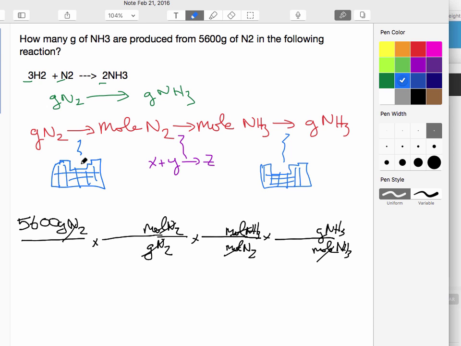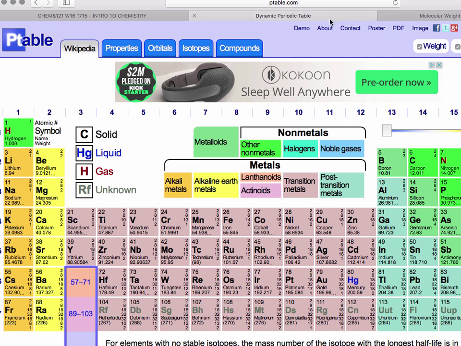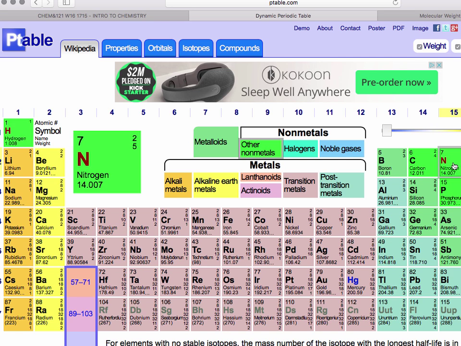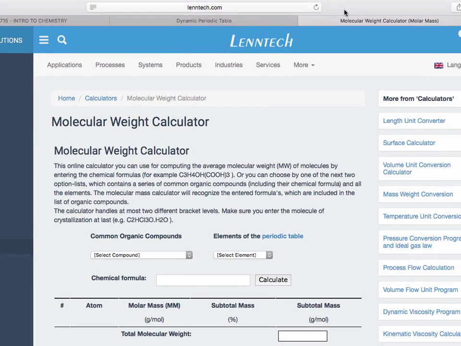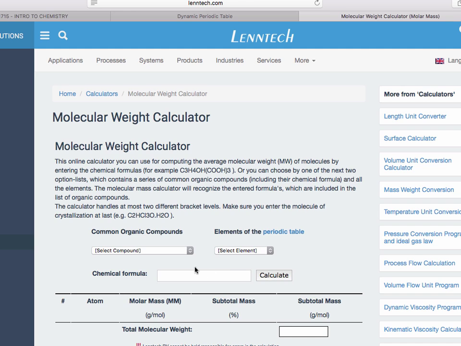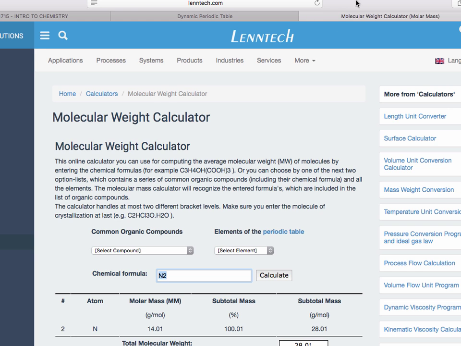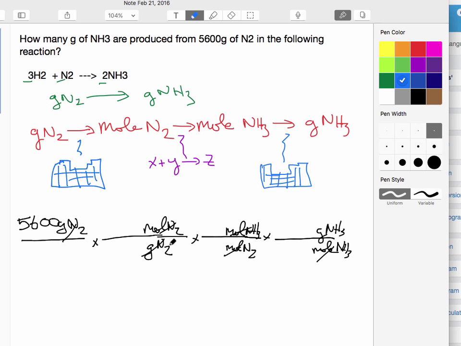How do you know? You look on the periodic table. So let's find nitrogen. It's right here. You can look here and say twice times this number, because it's 2 N's, this number right here, which is 14.007, or you can go to a molecular weight calculator. There's one here at lentech.com. They're all over the place. My calculator has one in it. You just type N2, hit calculate, and it gives you the number right there, 28.01. So we're going to go ahead and put that in here.